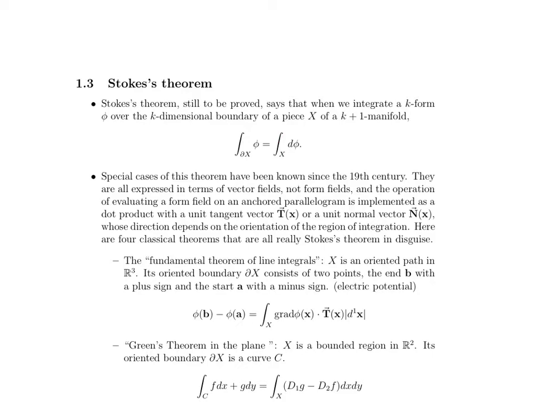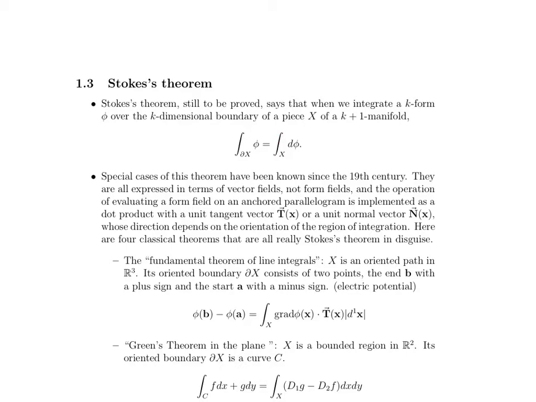So instead of evaluating a form field on an anchored parallelogram, what was happening was you would take a dot product with either a unit tangent vector, like if you were doing a line integral or computing a work form, for instance, or a unit normal vector. That would be if you were evaluating a flux form over a surface. That's when you're dealing with a unit normal, and the direction depends on the orientation of the region of integration.